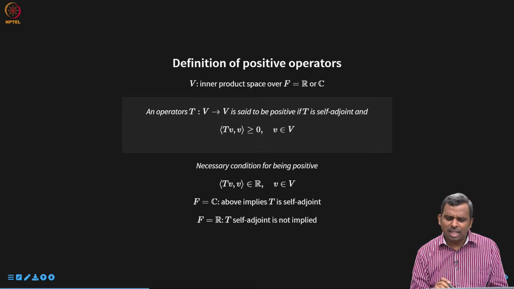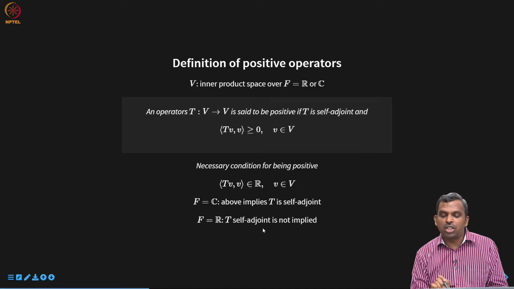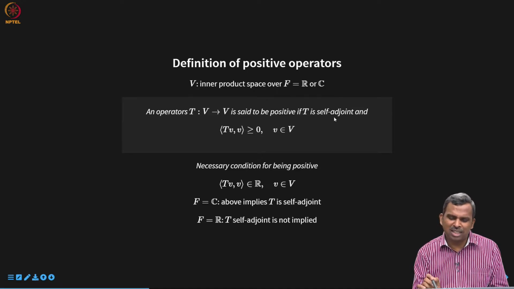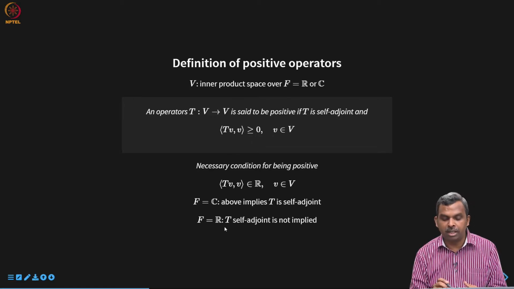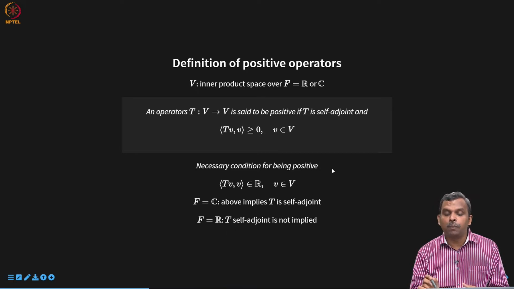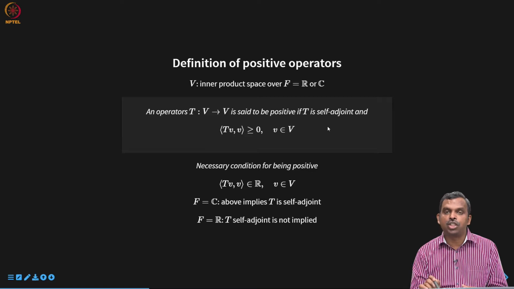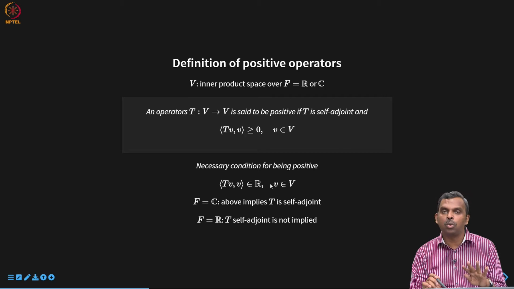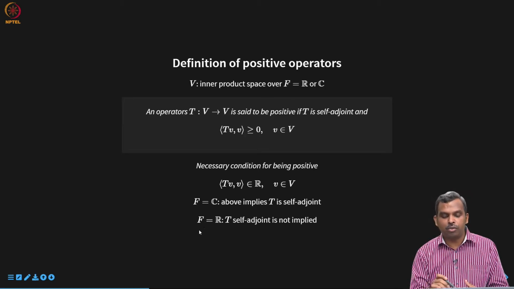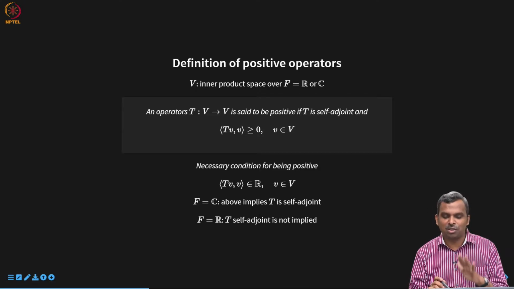On the other hand, if F is R, it looks like self-adjoint is not really needed, but we have imposed that condition here, right? So it seems like self-adjoint is an additional condition when F is R, because when F is R, TV comma V is always real, so there's no problem with TV comma V being real. But later on, I'll point out a particular argument to show that this condition that T be self-adjoint does not really limit you. Okay, so this necessary condition is not a big deal. So for now, just accept it. You'll see later on why even when F is R, self-adjoint is not a bad assumption. Okay, so you'll see it's an okay assumption to make.